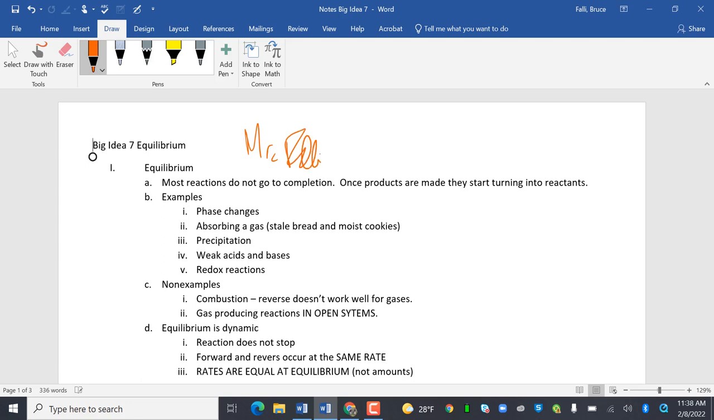And welcome to Big Idea 7 of 9, Equilibrium. So let's go ahead and get started.